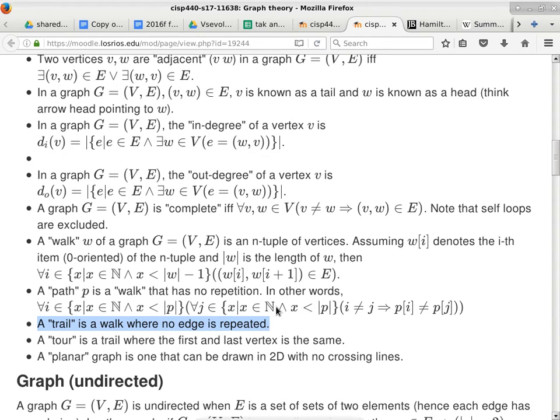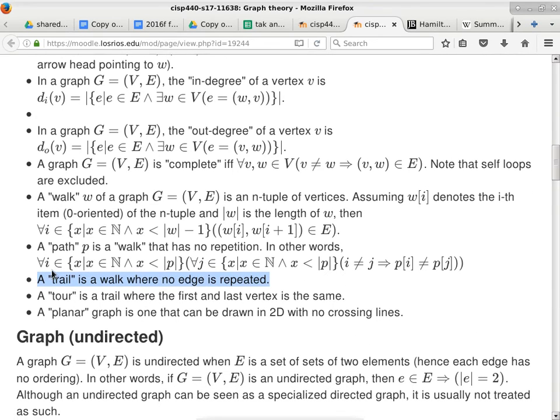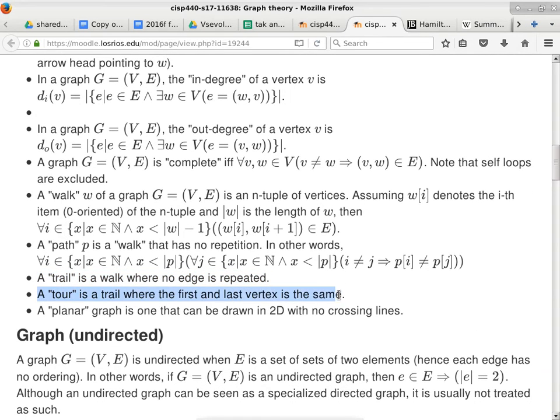All right. So now we have a tour. A tour is a trail where the first and the last vertices are the same. So in order to turn this graph into a tour, I can do something like this. That was a tour. Is that okay? And then the very last one is defining what is planar.